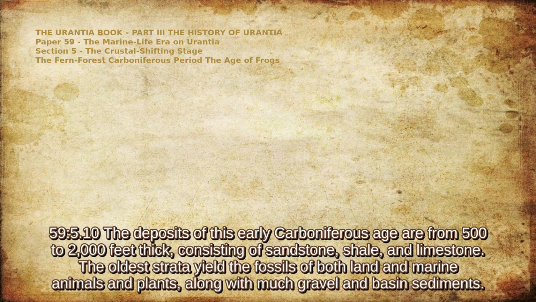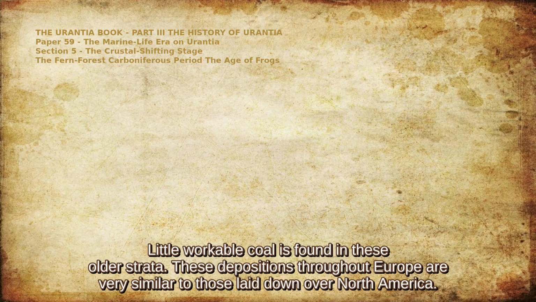The deposits of this early Carboniferous age are from 500 to 2,000 feet thick, consisting of sandstone, shale, and limestone. The oldest strata yield the fossils of both land and marine animals and plants, along with much gravel and basined sediments. Little workable coal is found in these older strata. These depositions throughout Europe are very similar to those laid down over North America.